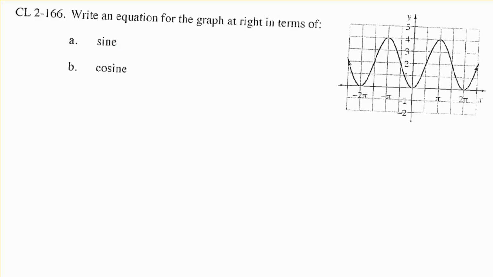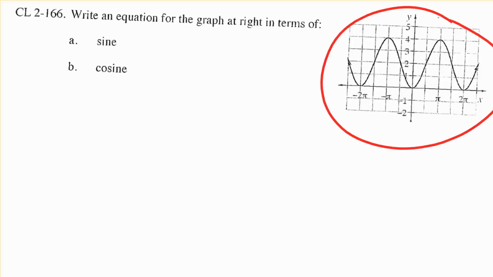For problem 2.166, what we have to do is find the equation and the graph it in terms of sine and cosine. This is the graph. So what we should do first is find the midline. It's at 2, so that's how we know the vertical shift.